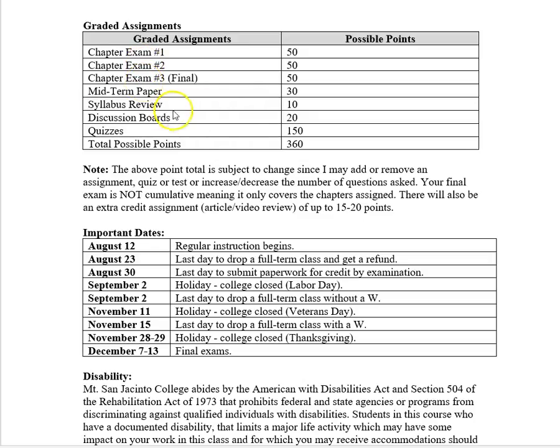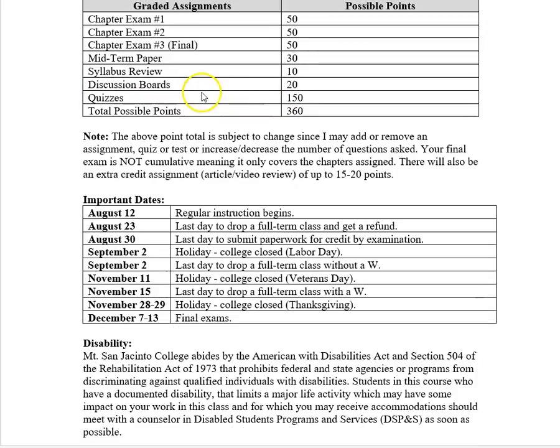Hopefully that helps. You'll have a midterm paper. You have a syllabus review. You have 4 discussion boards at 5 points apiece. You have the 15 quizzes. Your total is 360. And yes, don't forget, you'll have a 15 to 20 point extra credit assignment.